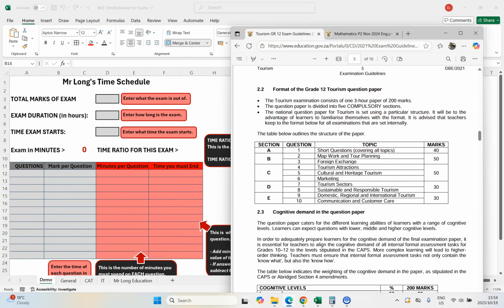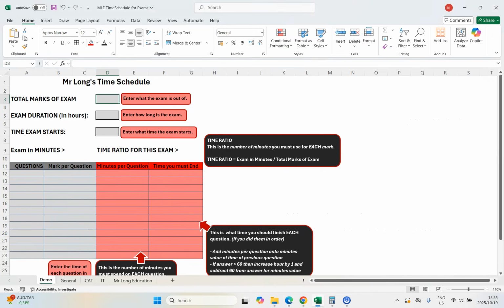Let's say we take this exam and they tell me, first of all, that it is a 3-hour paper of 200 marks. So I'm going to enter this data into my spreadsheet just so that we can use it for calculations. The total marks is 200, and the duration of the exam is 3 hours.